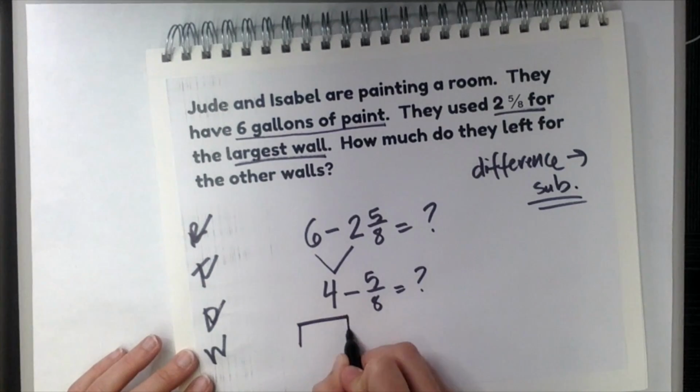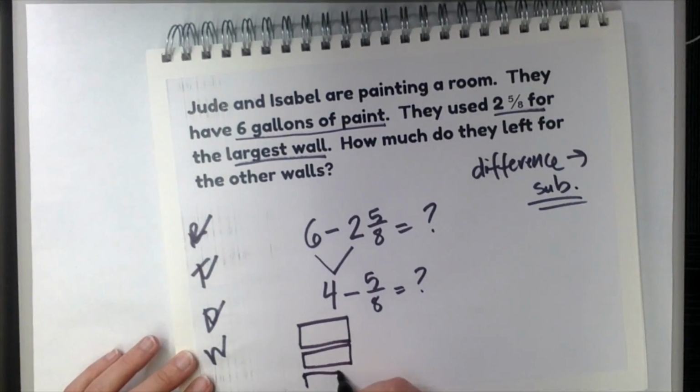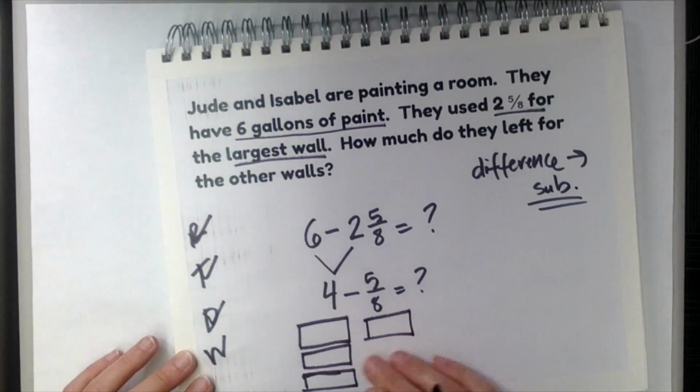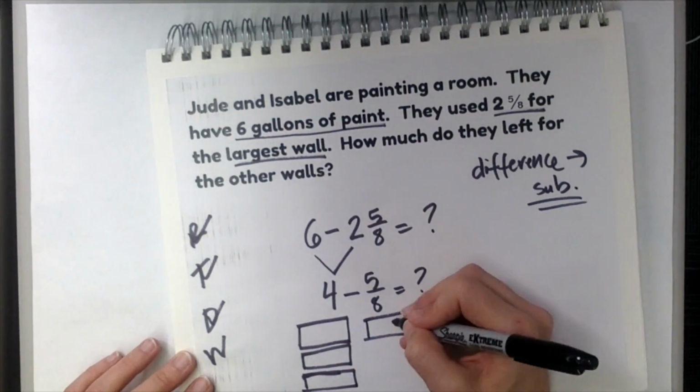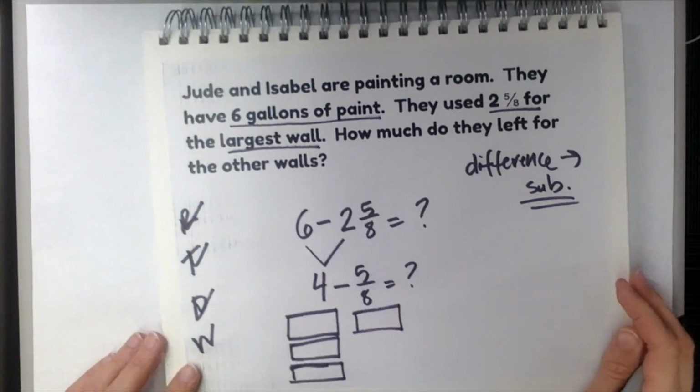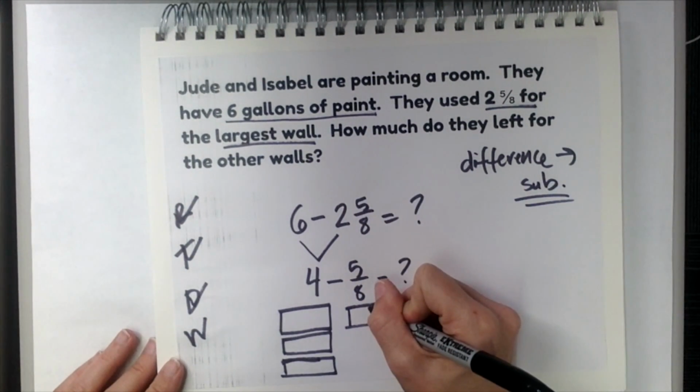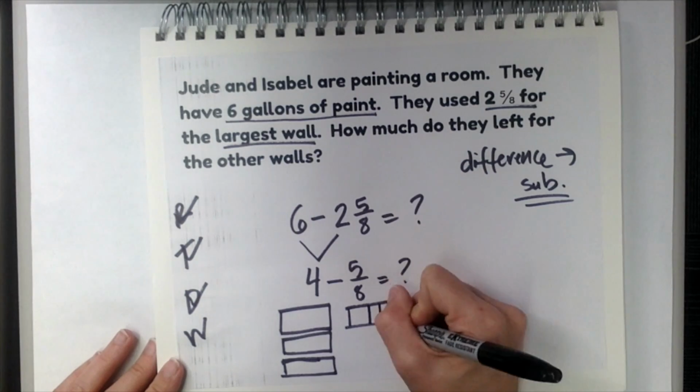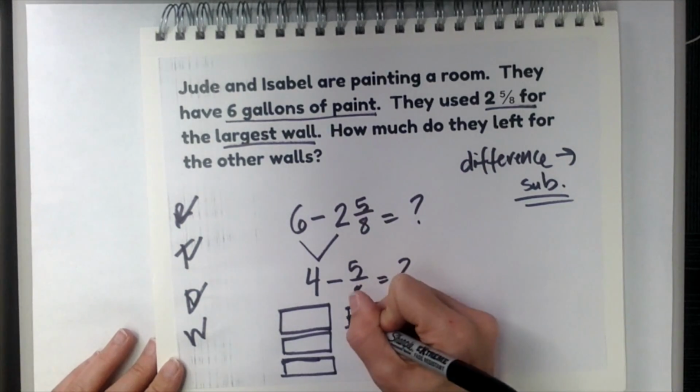So I'm going to do my 4 wholes, but on the 4th one, I ran out of space there. On my 4th one, I'm going to divide it into 8. That's going to be kind of small here on my paper. Okay, there's my 4. I'm going to cut that in half.